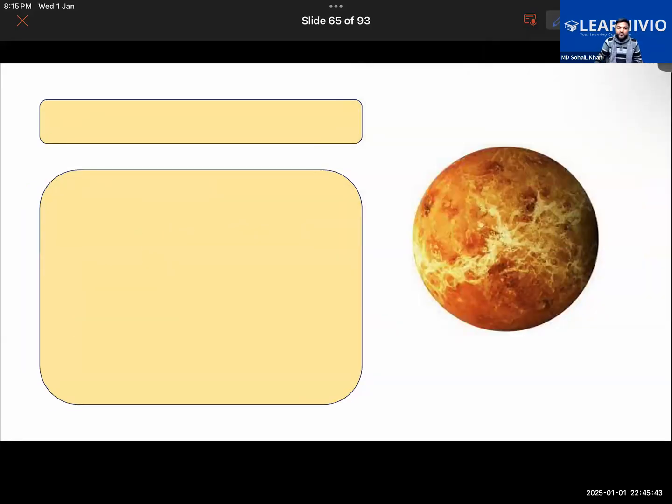Getting to the next planet. After Mercury, you have which planet? Venus. Okay. Let me first write about the rotation and revolution. So the time period taken for it to do a rotation is about 243 days.